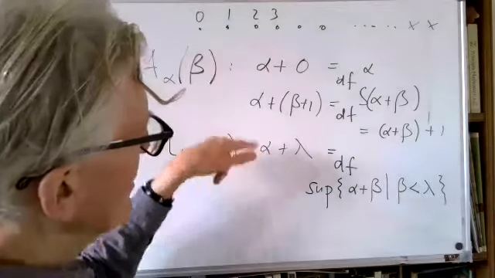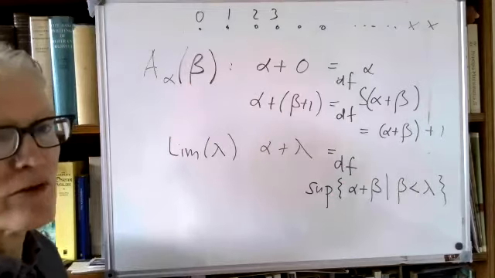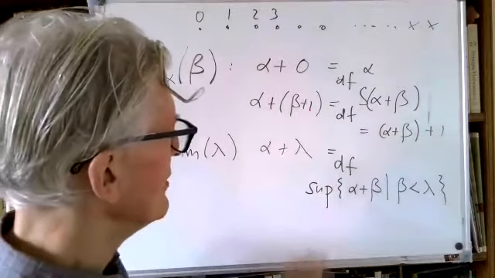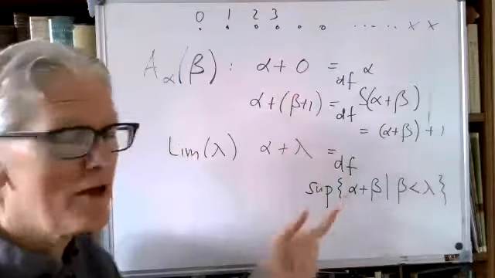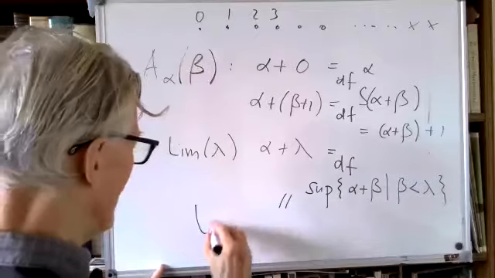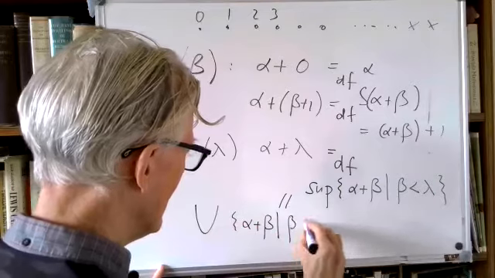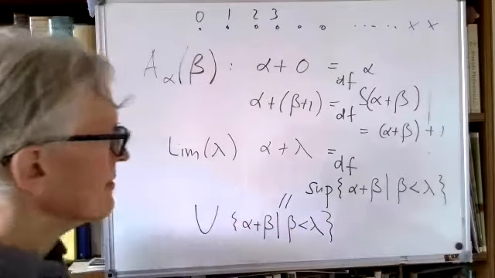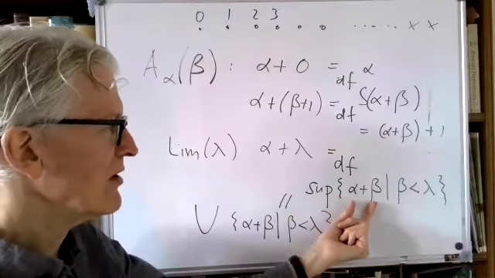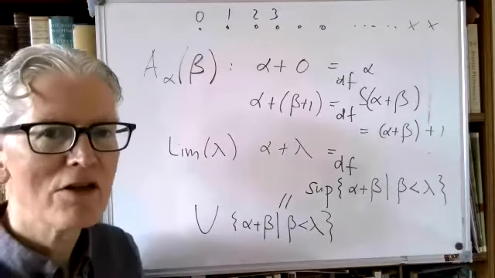So in this way, I can define by recursion alpha plus beta for any alpha and beta. And for a fixed alpha, I can prove that this is a uniquely defined function by induction here. Another way of thinking of this is just as the union of all of the alpha plus betas, the supremum being the least ordinal that's larger than all of these. And that turns out to be just the same as the big union here.